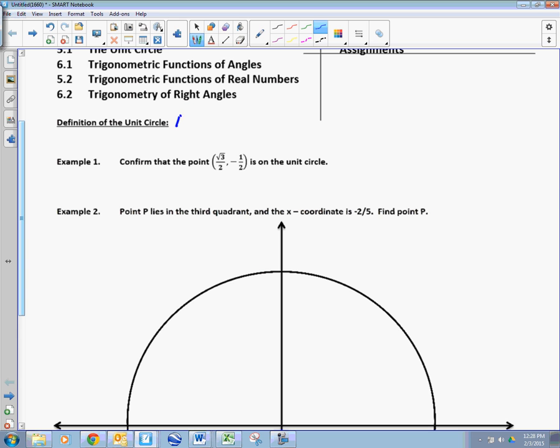We start with the definition of the unit circle. A unit circle is a circle whose radius is 1 and whose center is 0, 0.